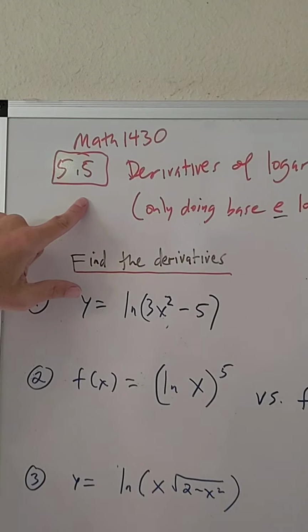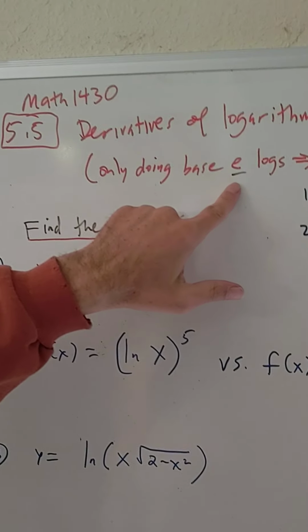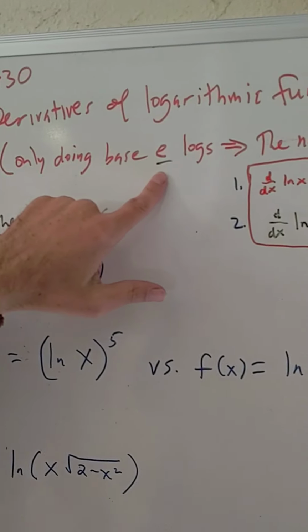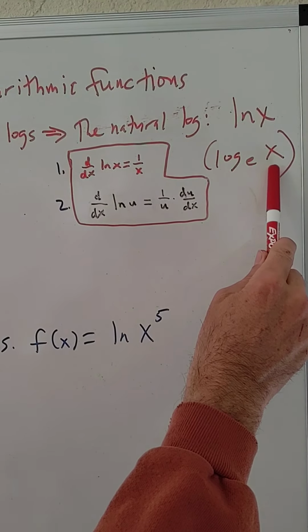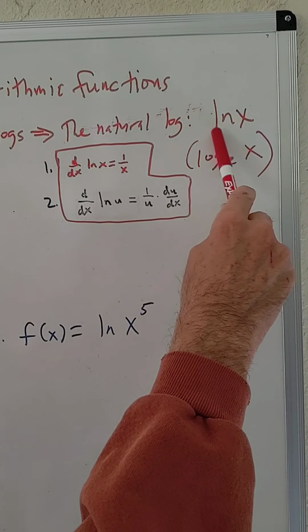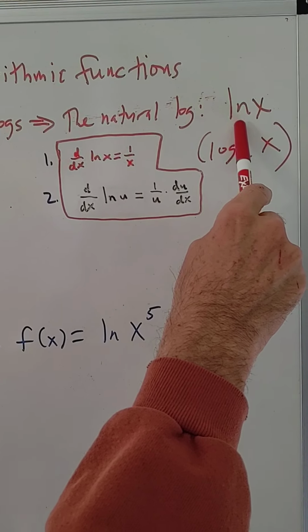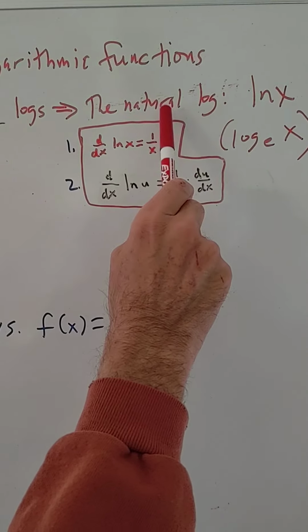5.5, derivatives of logarithmic functions. We're only going to do logs with base e in this section and in this course. By base e, I mean log base e of x, which is almost always written as just ln of x. So you're going to see this notation a lot.